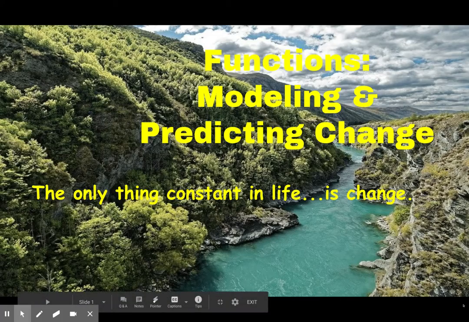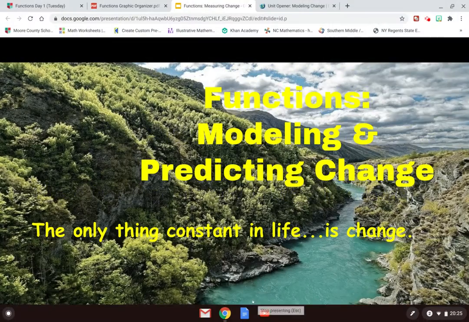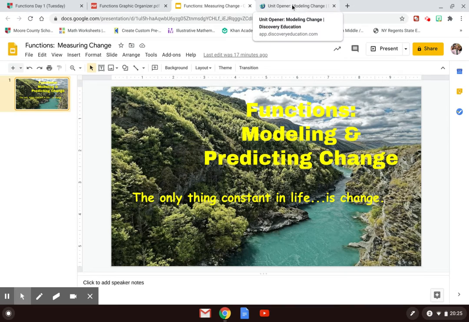So what we're going to do is we're going to start with a video, kind of a unit opener about change and the different types of change that we see in the world and how math can possibly help us to manage change.